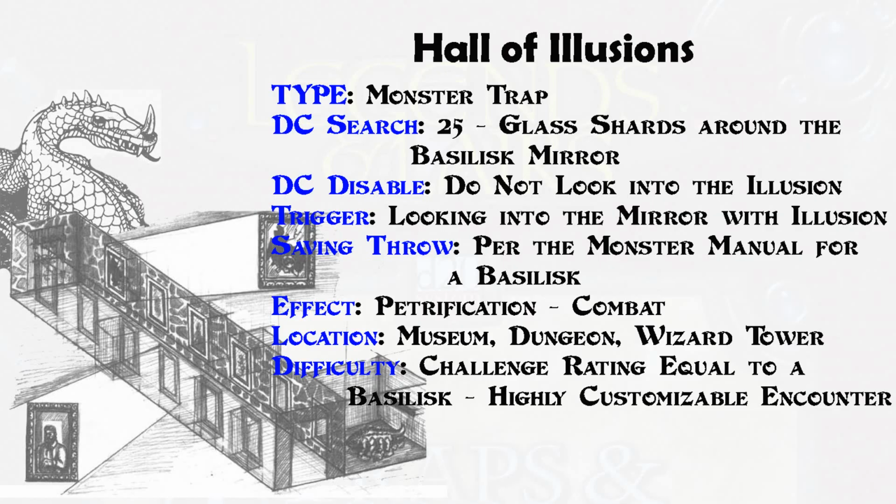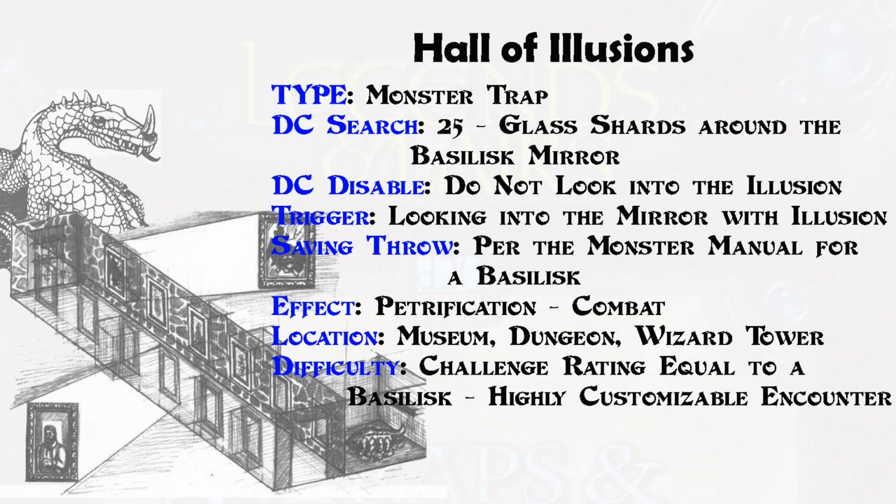So just a recap on the Hall of Illusions. This is a monster type trap, and we could allow for a DC search if the characters want to search in the area of this trap. Perhaps we'll set this a little high, and if they succeed, maybe there's some glass shards around the base of the mirror. It had probably been broken before, and someone has since reset the trap for new victims. To disable the trap, simply don't look into the illusion. To trigger the trap, look into the illusion.